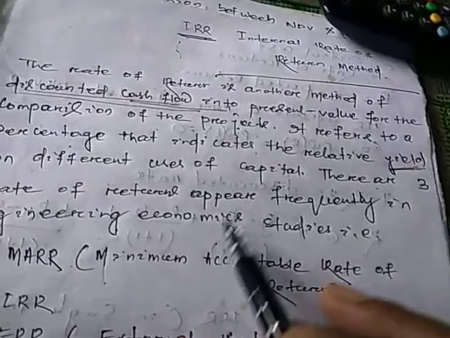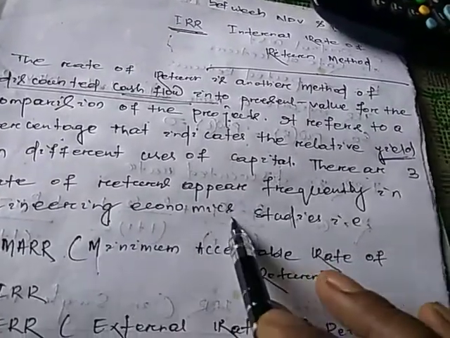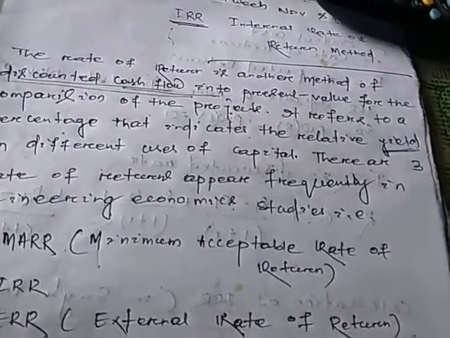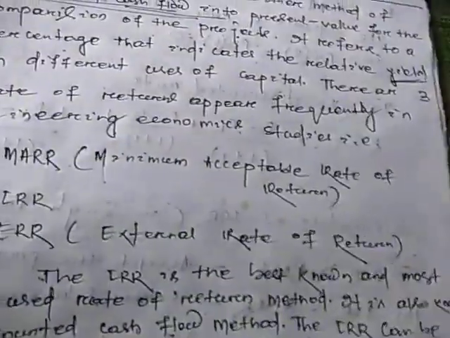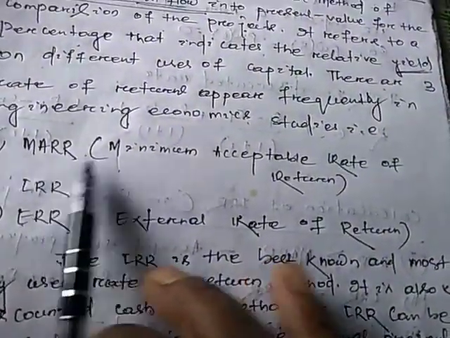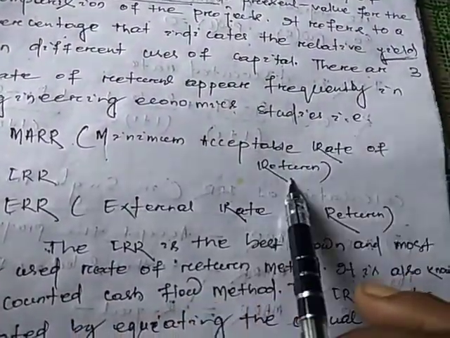So rates of return appear frequently in engineering economic studies, and there are three cases. The first one is your MARR, in the sense, minimum acceptable rate of return. What should be the minimum acceptable rate?